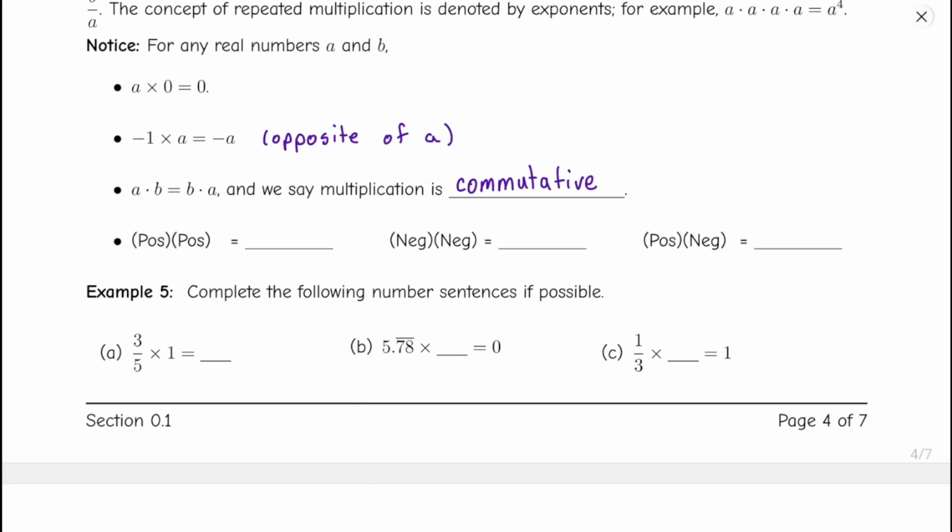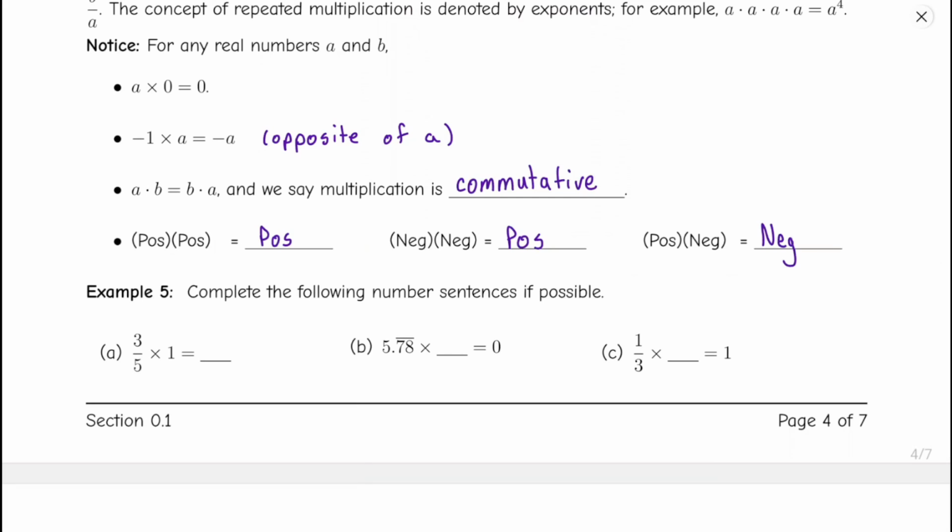Now when you multiply two numbers together, if they're both positive, so a positive times a positive, you end up with a positive answer. A negative times a negative, you also end up with a positive answer. And then the positive times a negative is when you will get a negative answer. And then since multiplication is commutative, if you did a negative times a positive, you also get a negative answer.